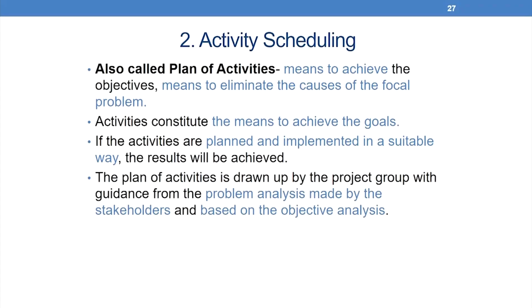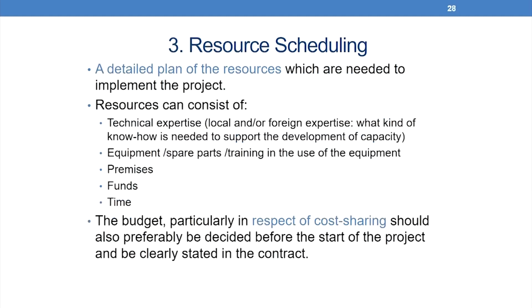The second bit is on activity scheduling, which we also call the plan of activities that we had talked about. You can look at means to achieve the objectives, means to eliminate the causes of the focal problem. Activities constitute the means to achieve the goals. If the activities are planned and implemented in a suitable way, the results will be achieved. And the plan of activities is drawn up by the project group with guidance from the problem analysis made by stakeholders and based on the objective analysis.